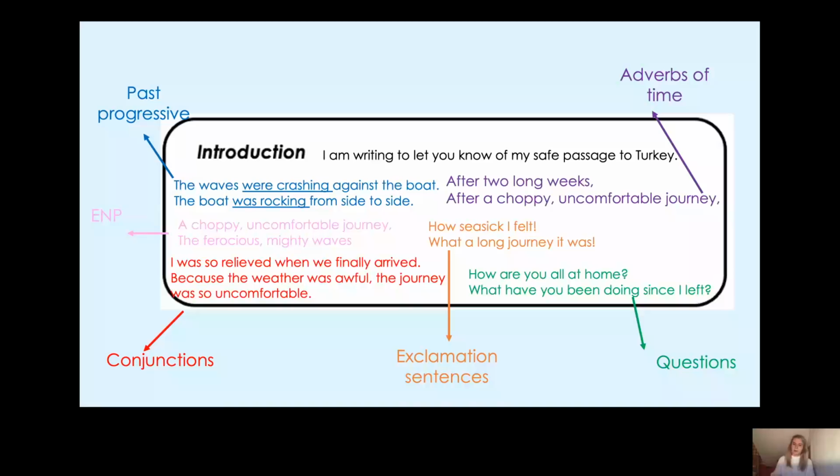Okay, so now we've planned that together. So you can use that plan if you'd like, or you can add to it as well if you'd like.